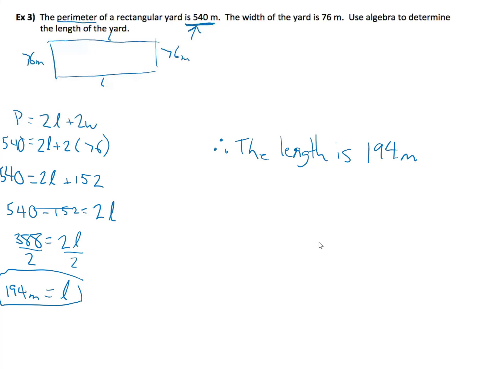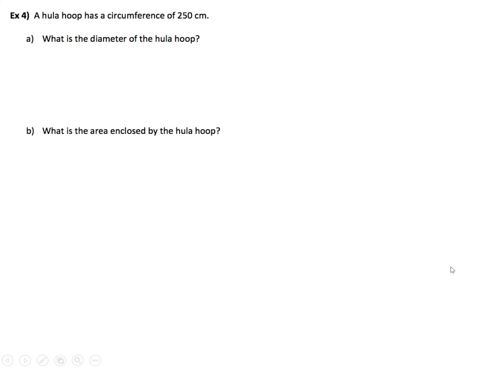All right, next example. I'll give you a second to copy that down or pause the screen. And going to the next example now. Okay. A hula hoop has a circumference of 250 centimeters. What is the diameter of the hula hoop?